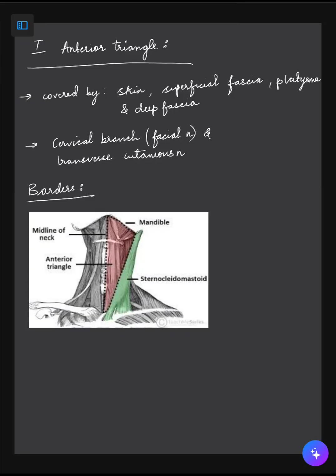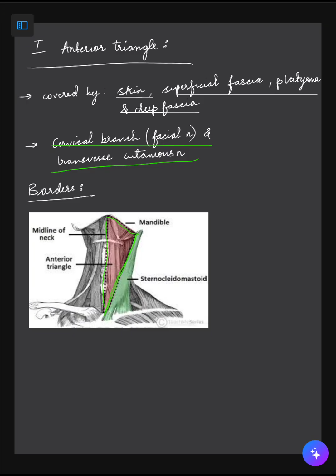Now, the anterior triangle. The anterior triangle is covered by skin, superficial fascia, platysma, and deep fascia. What nerves innervate this anterior triangle? The nerves are the cervical branch of the facial nerve and the transverse cutaneous nerve. Now, what are the borders? The borders are the sternocleidomastoid muscle, the midline of the neck, and the lower part of the mandible.